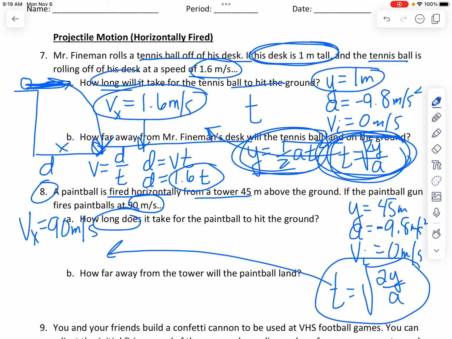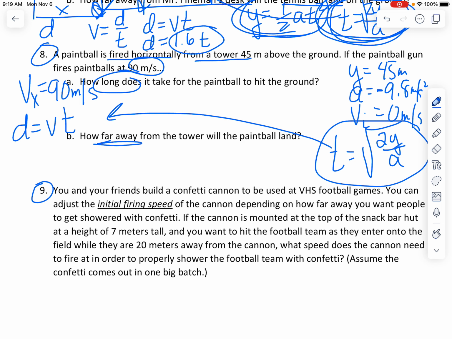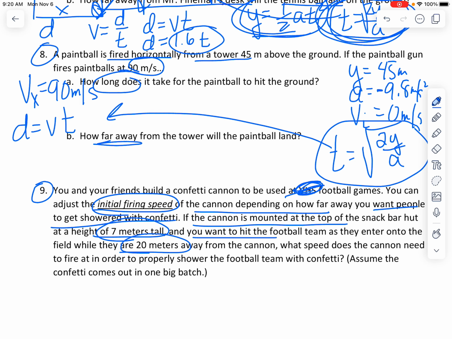All right, number 9. Number 9 says, you and your friends build a confetti cannon to be used at VHS football games, whatever that is, another school maybe. We'll say Waukesha. You can adjust the initial firing speed of the cannon depending on how far away you want people to get showered with confetti. If the cannon is mounted at the top of the snack bar, so it's at a height, you want to hit the football team as they enter into the field, and they are 20 meters away. What speed does the cannon need to fire in order to properly shower the football team?